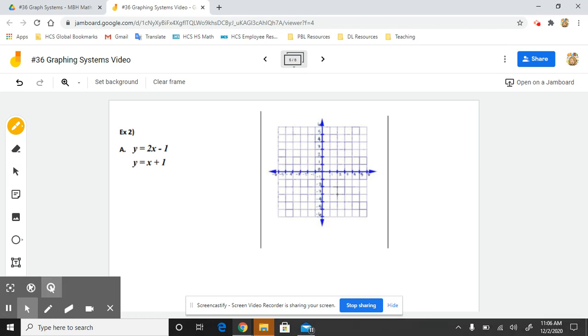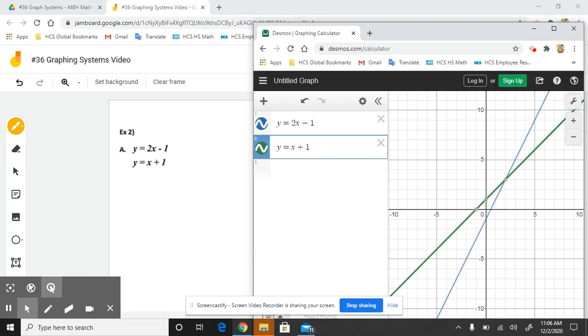So when we graph these lines in Desmos, they look a little bit something like this. And so your mission is to find where my blue line, the 2x minus 1, and my green line, x plus 1, cross or meet.